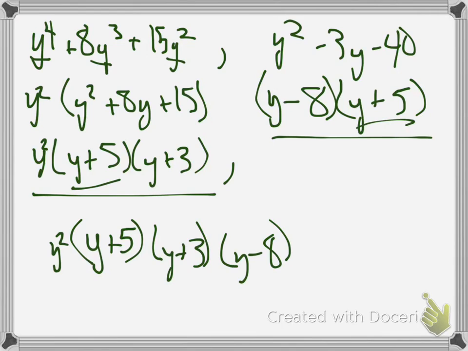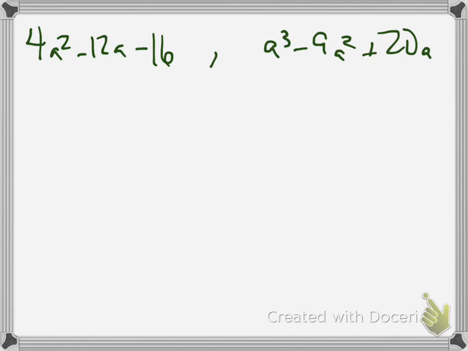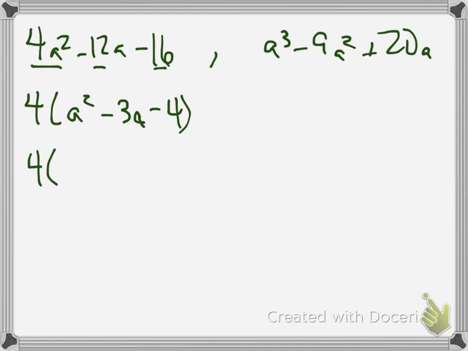Okay, so let's look at another example. I have a 4a squared minus 12a minus 16 and an a cubed minus 9a squared plus 20a. Here I can see that all three numbers here are divisible by 4, so I'm going to factor out a 4 and say a squared minus 3a, notice that I'm dividing everything by 4, minus 4. And again, let's factor this. Minus is a minus plus. So I need two numbers that multiply to give me 4 and would subtract to give me a 3, which would be 4 and 1. Okay, that one's completely factored.